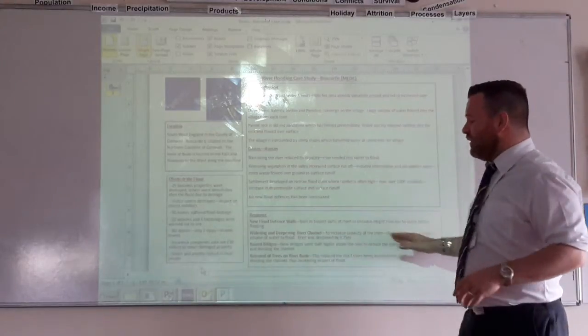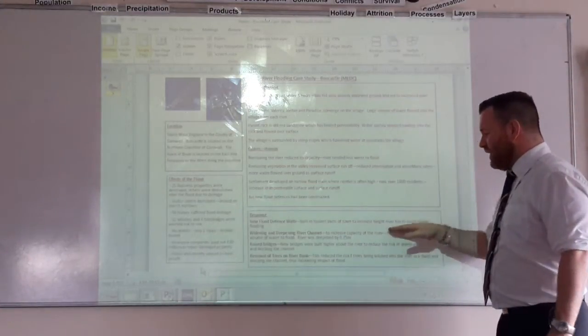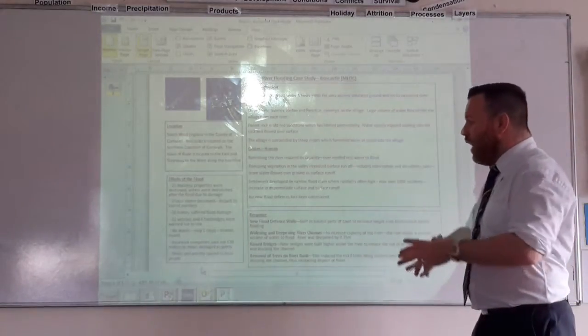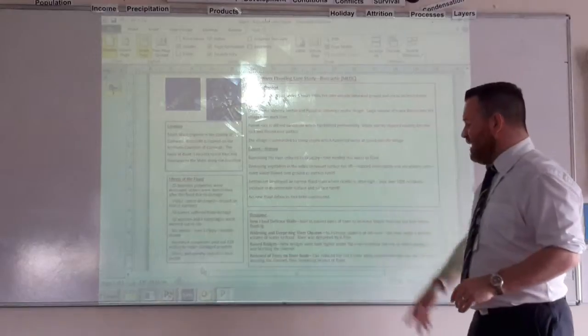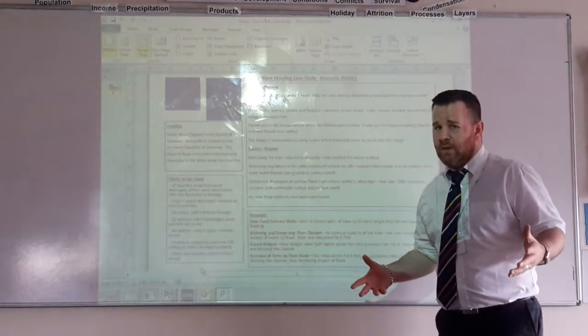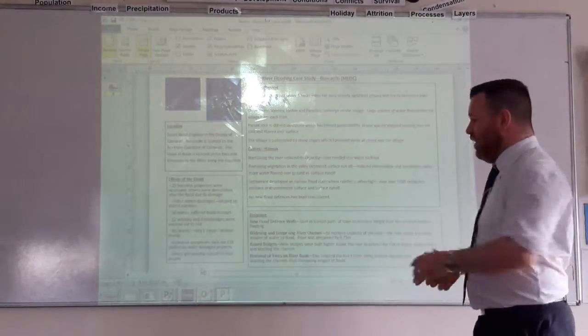They built new flood defence walls in the busiest parts of town to increase the height the river has to reach before it floods. They widened and deepened the channel, so the river was deepened by 0.75 metres, so it's got more capacity to carry water, okay? Which means it takes longer for it to flood.